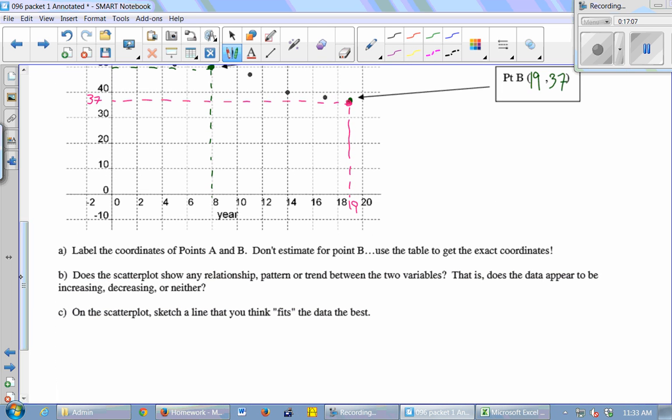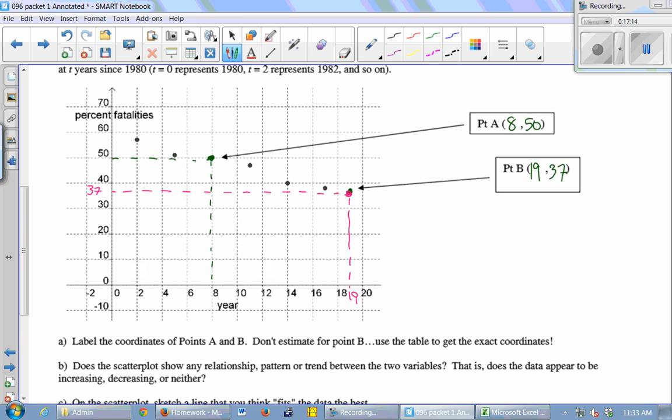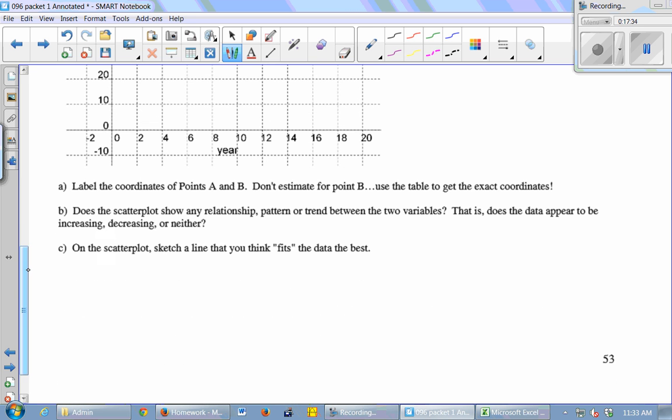All right, so you got the points A and B labeled. Does this scatter plot suggest any kind of a relationship between the year and the percent of fatalities? It looks like a declining line. It looks like over time, the percent of fatalities is decreasing. So yeah, it looks like there's a decreasing linear relationship.